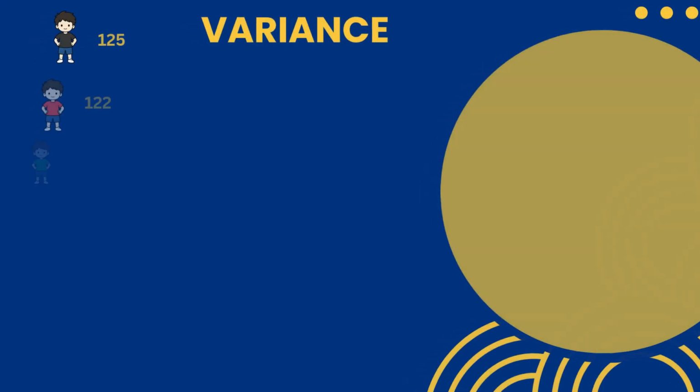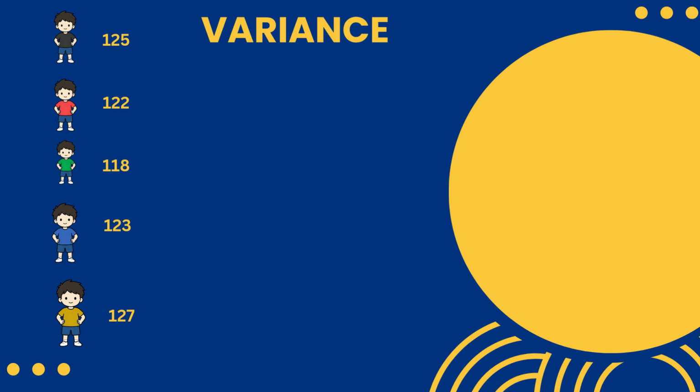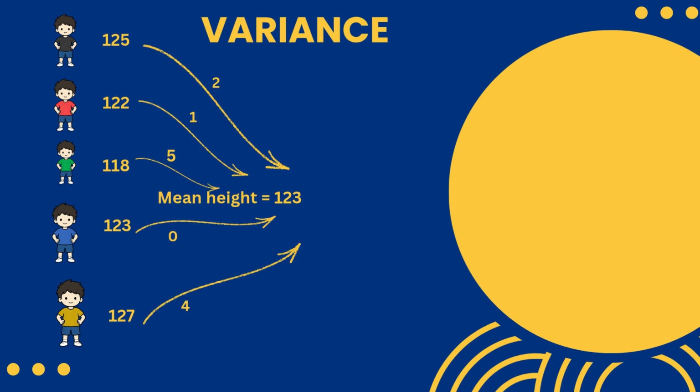Next is variance. Now let us understand variance using this simple example. Here we have the heights of 5 children: 125, 122, 118, 123 and 127 centimeters. First we calculate the mean height, which is 123 centimeters. Next we see how far each child's height is from the mean. The child with height 125 is 2 units above the mean.